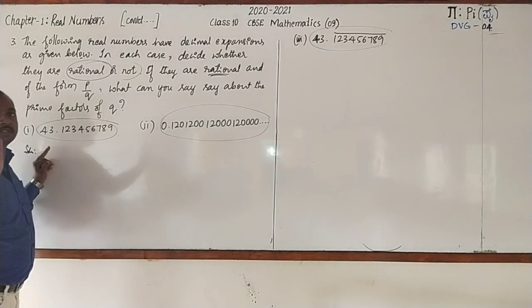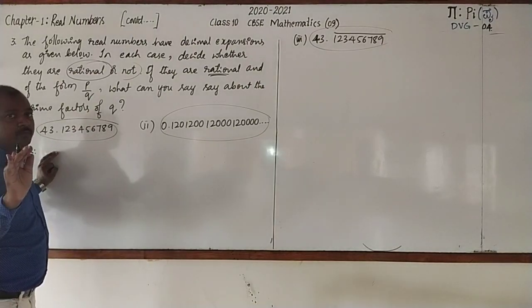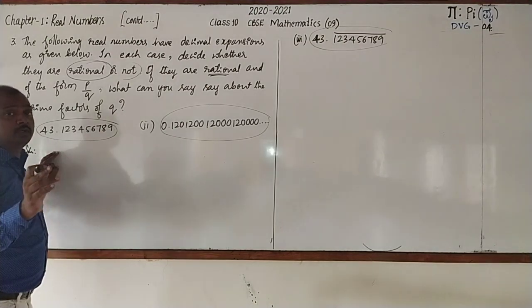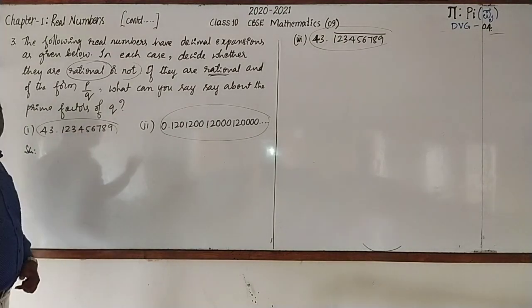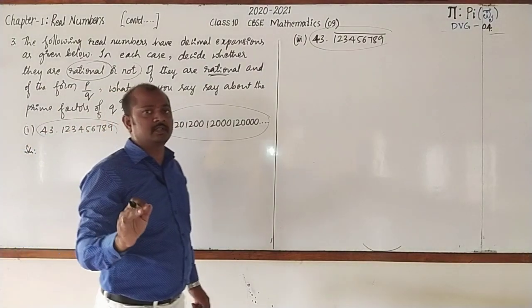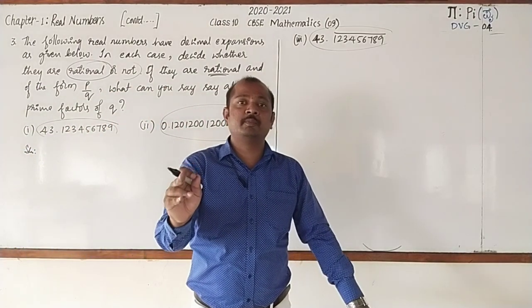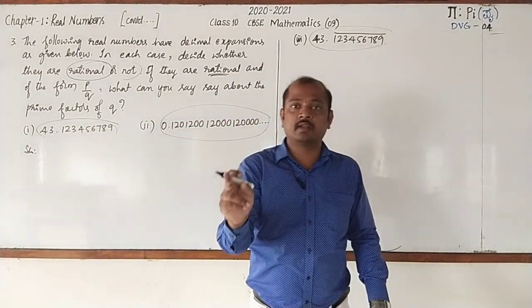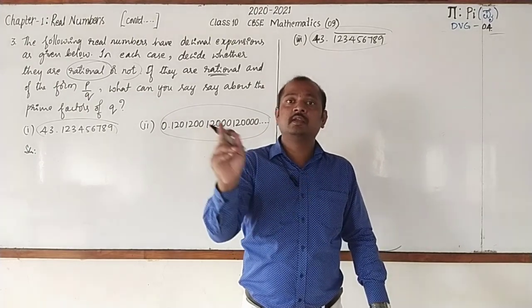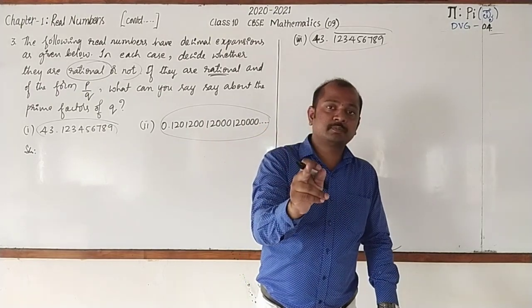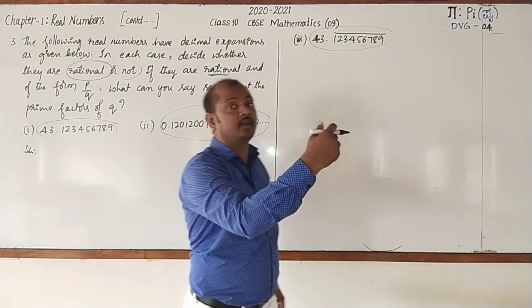43.123456789. This is a decimal number. Now you have to tell whether it is rational or not. We have already come to know that if it is rational, the decimal expansion will be either terminating or non-terminating recurring. If it is irrational, the decimal expansion will be non-terminating, non-recurring.